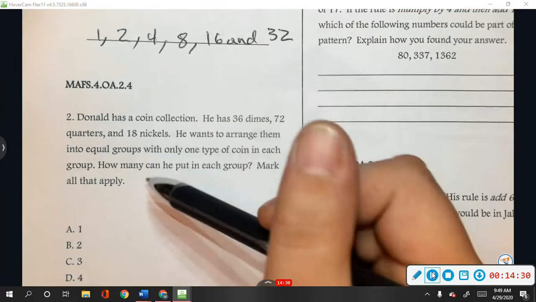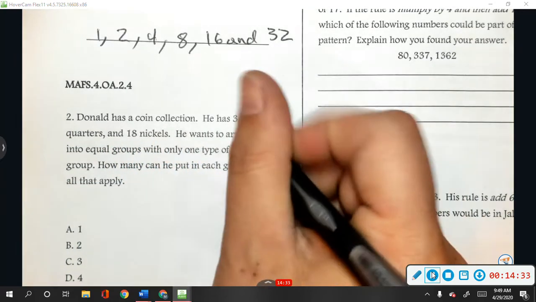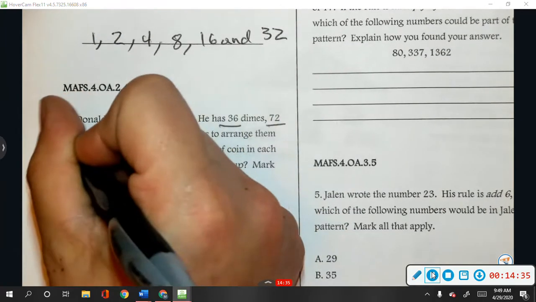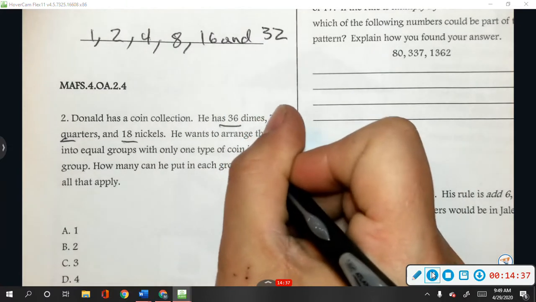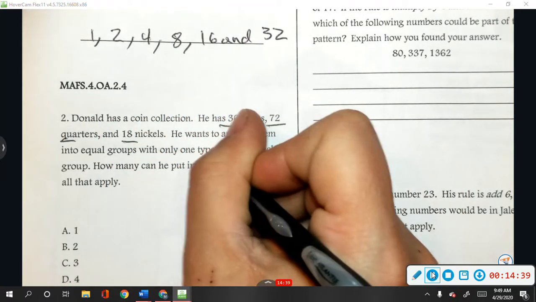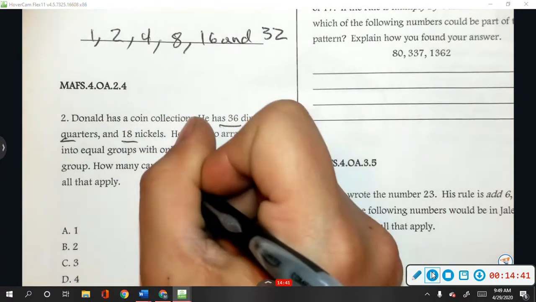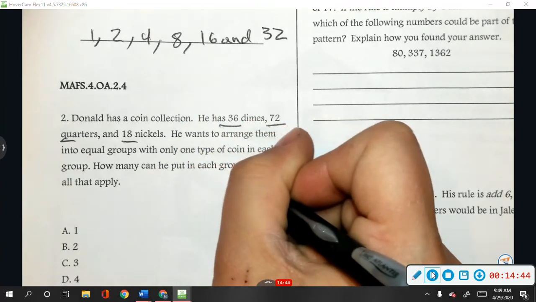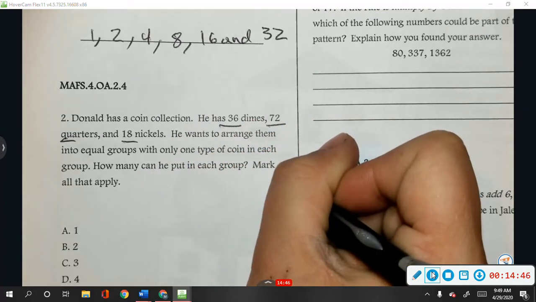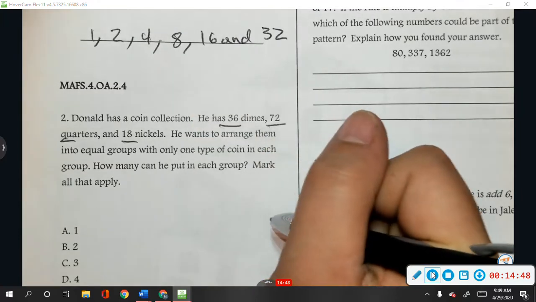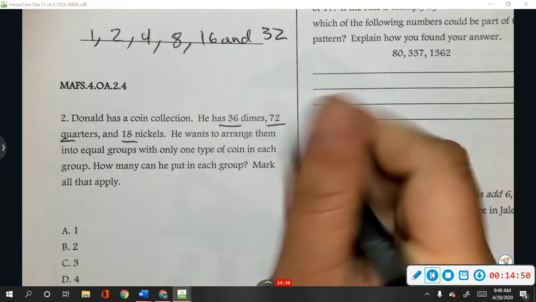Number 2. Donald has a coin collection. He has 36 dimes, 72 quarters, and 18 nickels. He wants to arrange them into equal groups with only one type of coin in each group. How many can he put in each group? So, how many does he have all together?